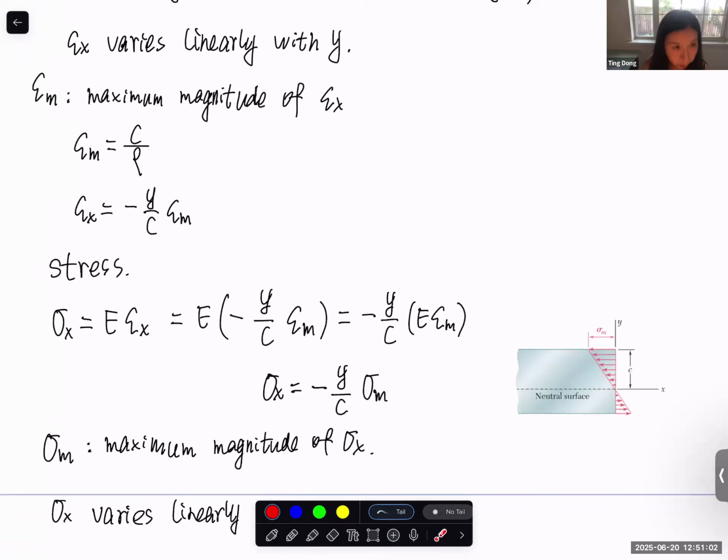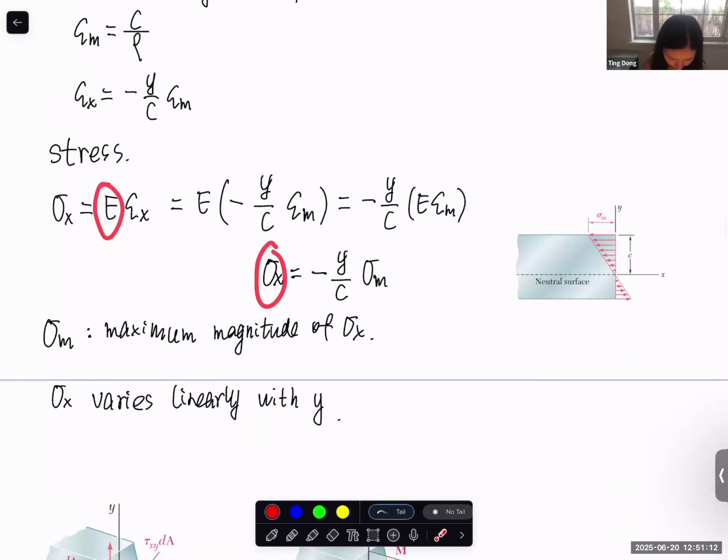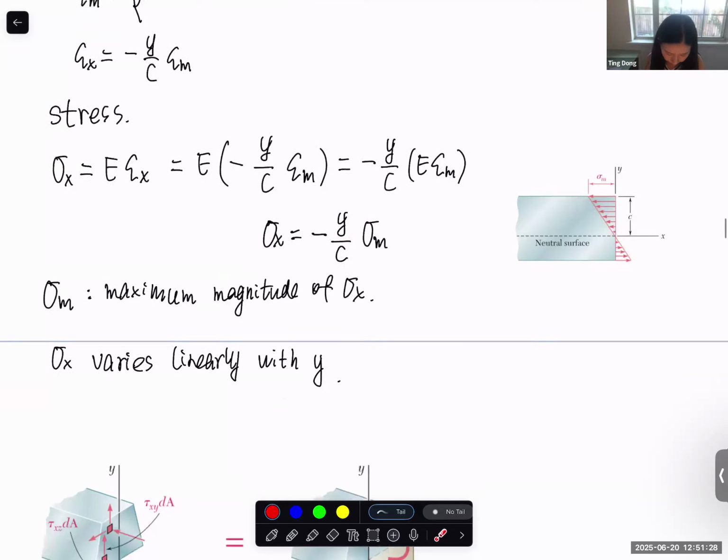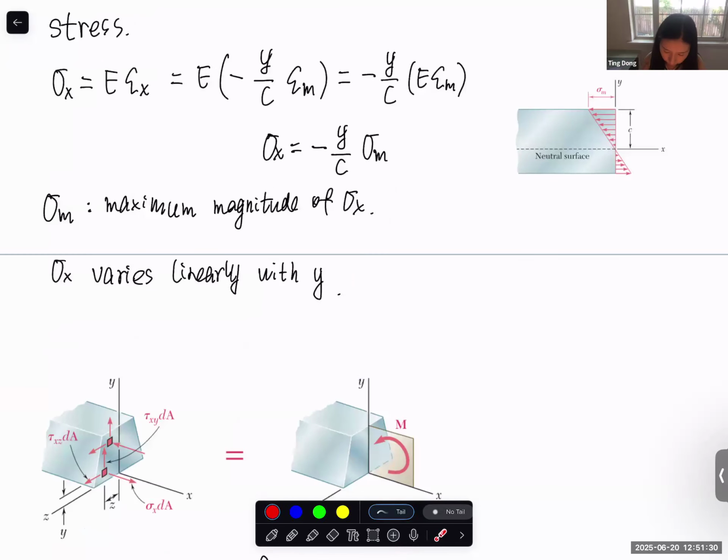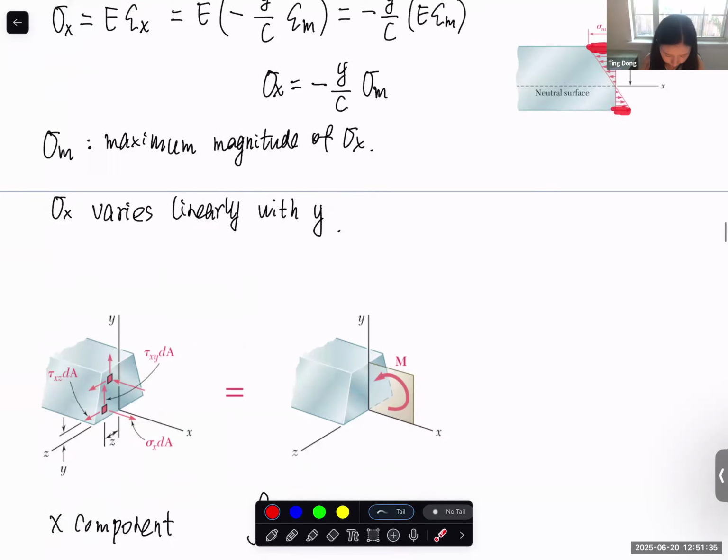And for the stress, since we only have one non-zero stress component, the relation between them is the Young's modulus. So now this is the relation of how the stress changes in the y direction, and this stress distribution is always zero at the neutral axis or neutral surface, and changes linearly in the y direction. And this one is maximum compression, this one maximum tension.